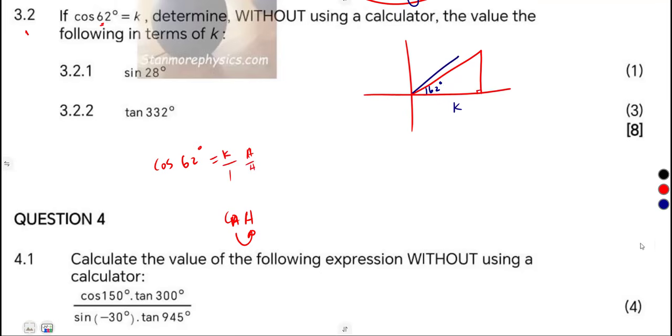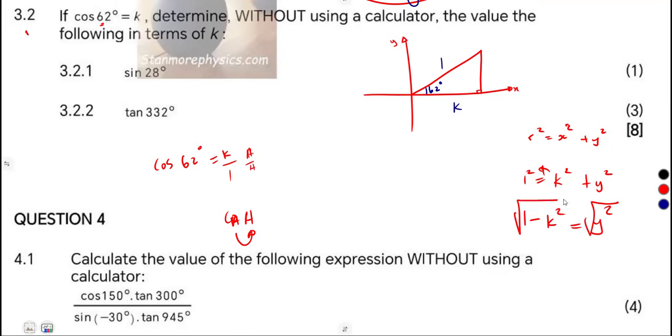And our hypotenuse is what? It is 1. So we can find the third side, which is representing the y values. So remember from here that r squared is equal to x squared plus y squared, where r is the hypotenuse. 1 squared is equal to our x, which is k, so that's k squared plus y squared. 1 minus k squared is equal to y squared.